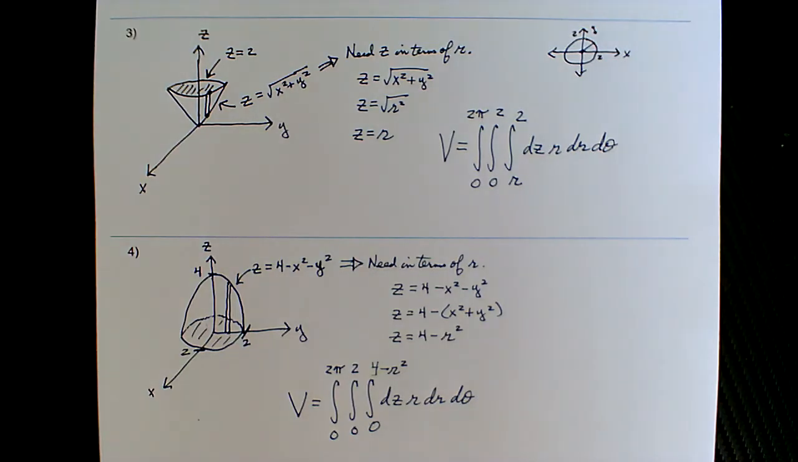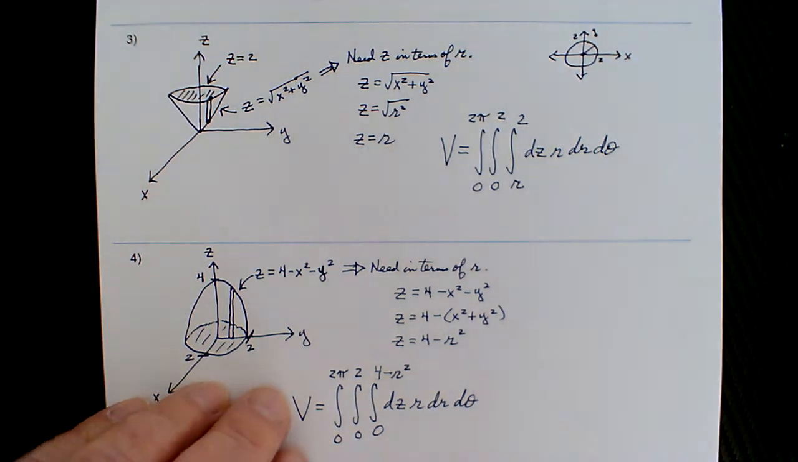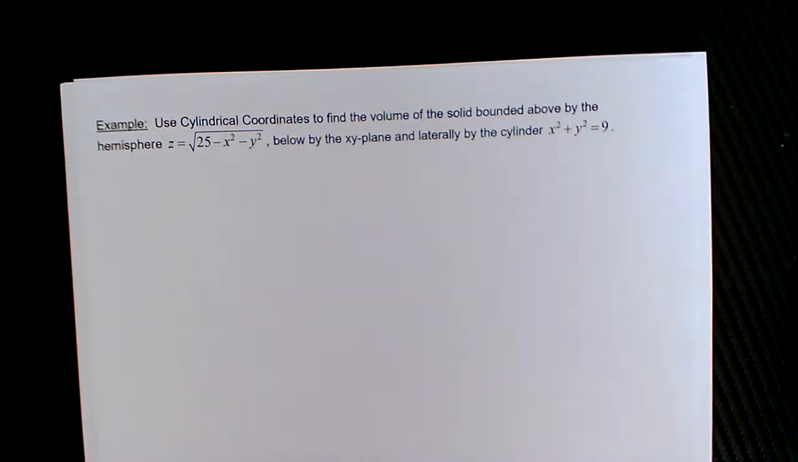Hello everyone, this is part 4 of section 15.7, sorry. We finished up last time with some examples of just setting up the volume for regions in cylindrical coordinates when given the graphs. So now we'll look at a couple of examples to finish up where we'll actually calculate the volume.